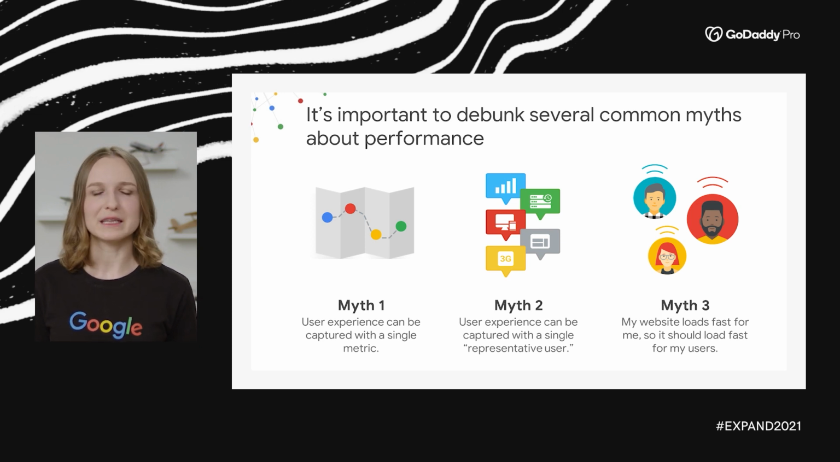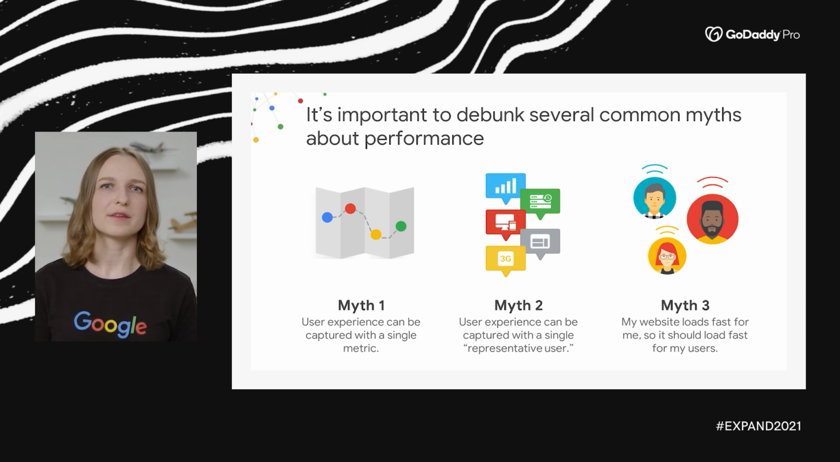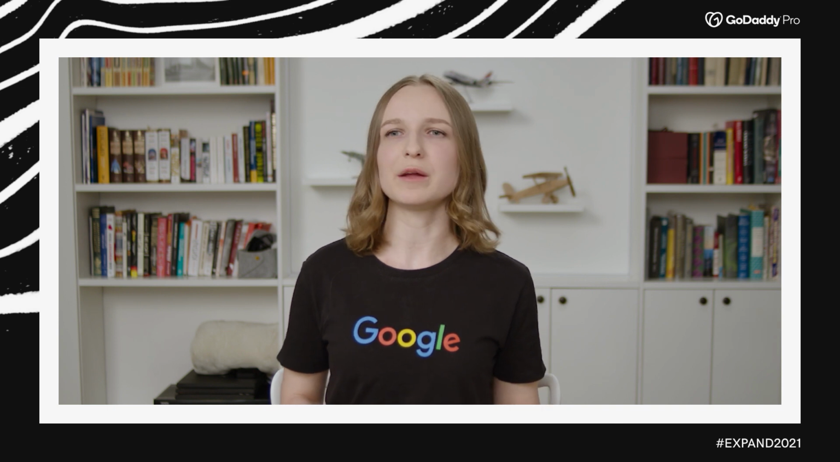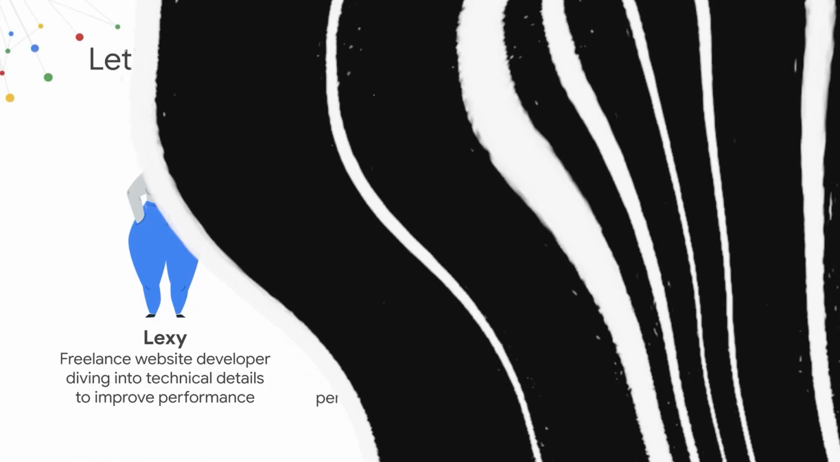So rely on field data to understand the devices and networks your users are on, and simulate these conditions, mirror these conditions in the lab when testing. Now, let's get to know 3 types of users to understand how site metrics and the tools that are available for measuring them can help them.